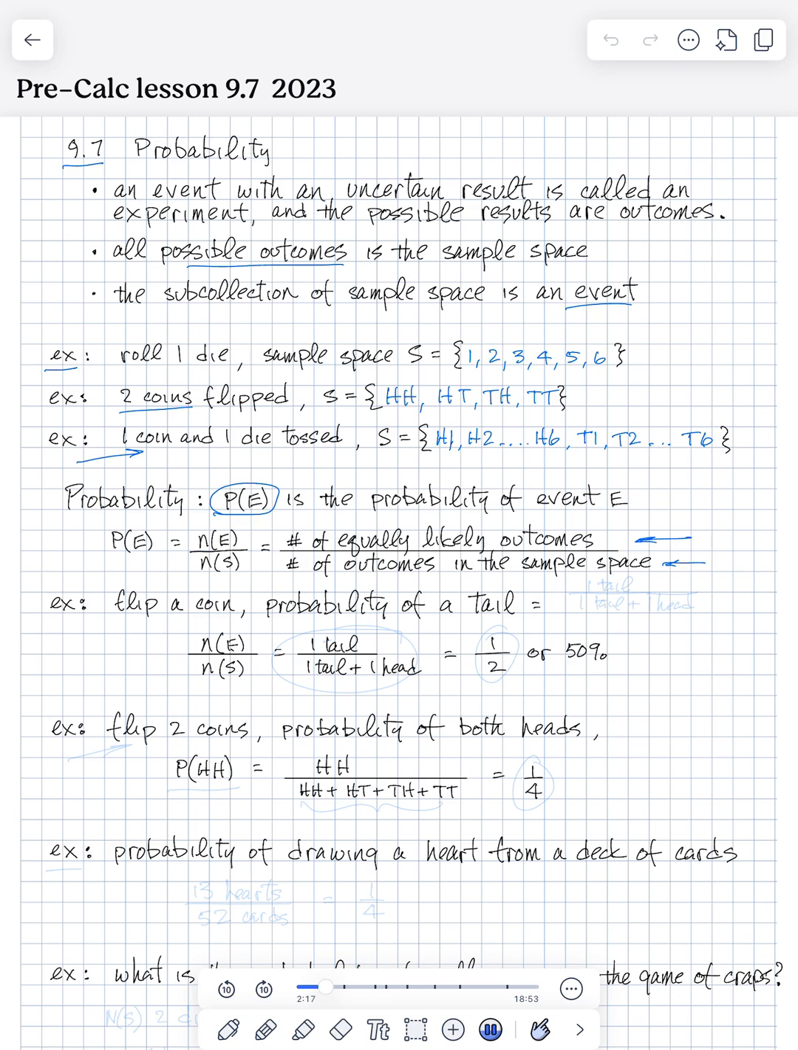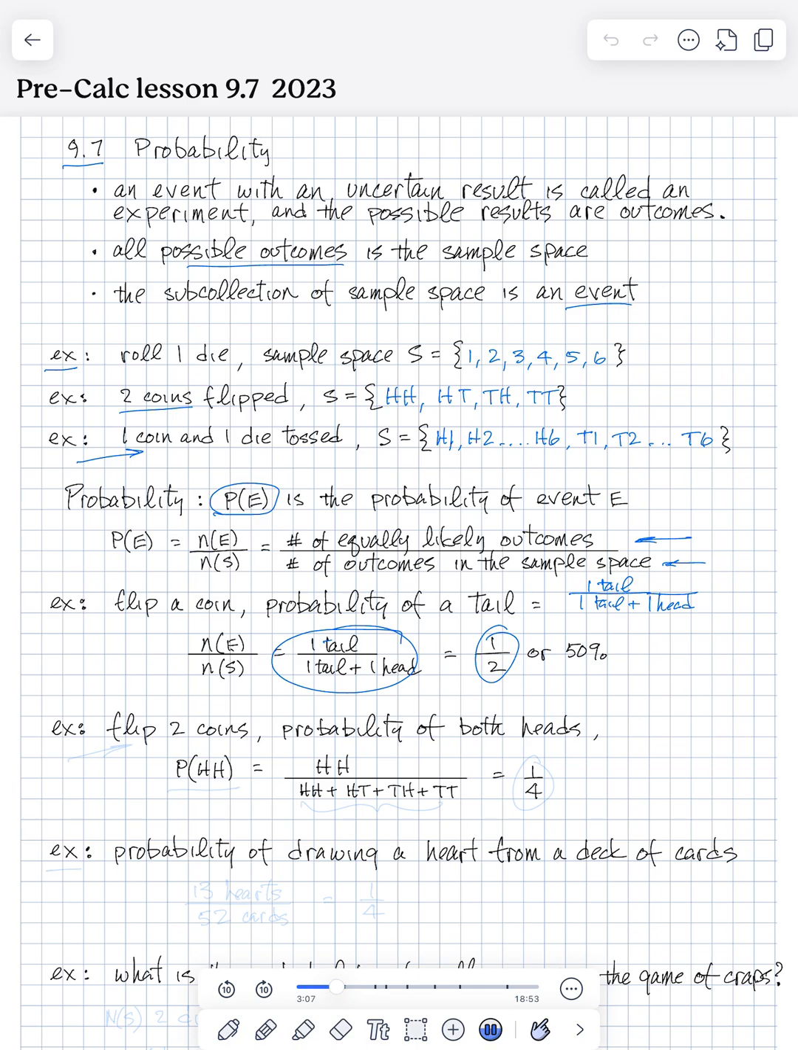So let's look at what happens when we flip a coin. What's the probability of a tail? Well, we could get the likely outcome, 1 tail, out of the total sample space, which would be 1 tail plus 1 head. So it's 1 over 2, or 50%. Now probabilities can be expressed in fractions or percentages. Usually fractions are preferable, but not always.